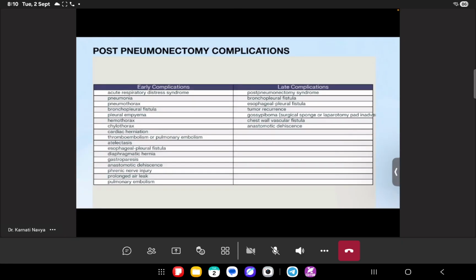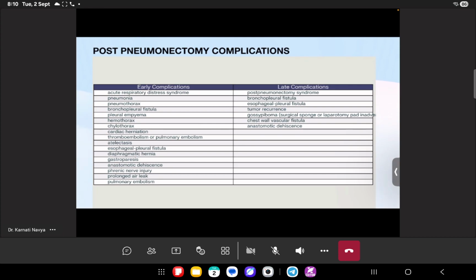Post-pneumonectomy complications: early complications and late complications. Early complications are acute respiratory distress syndrome, pneumonia, pneumothorax, bronchopleural fistula, pleural empyema, hemothorax, chylothorax, cardiac herniation, thromboembolism or pulmonary embolism, atelectasis, esophageal pleural fistula, diaphragmatic hernia, gastroparesis, anastomotic dehiscence, phrenic nerve injury, prolonged air leak, and pulmonary embolism.